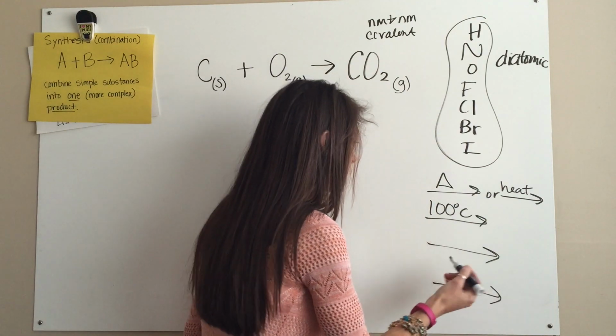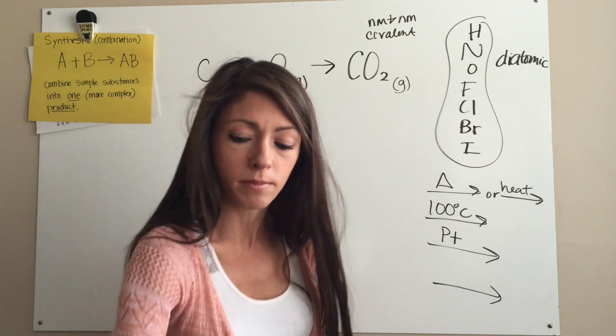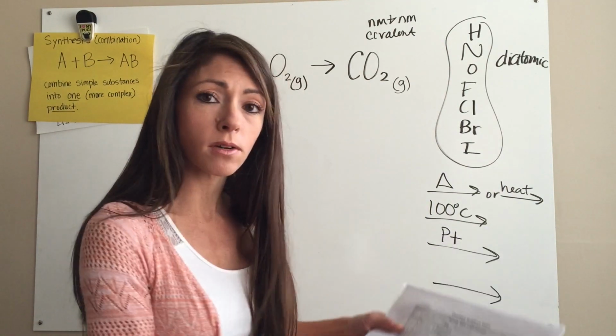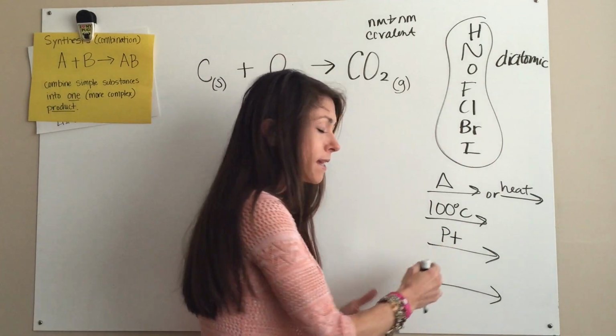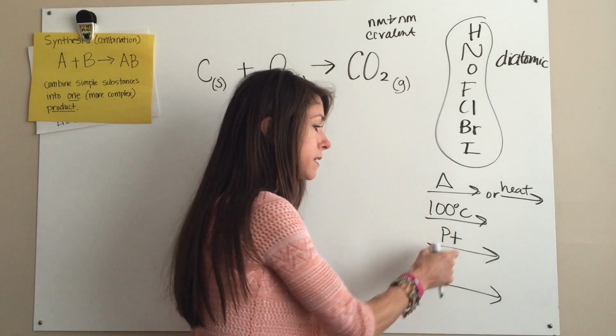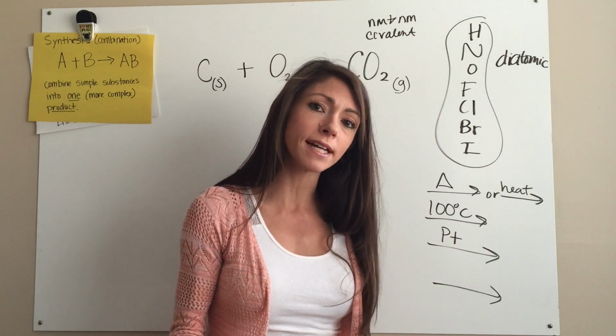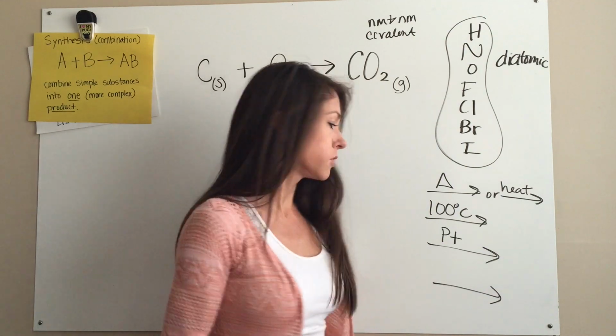Now, you might also actually see, and we saw one like this in class, the element platinum, which is a transition metal here. If you see a chemical substance, whatever it may be, whether it's an element or a compound, that is listed above the yield arrow, that is serving as a catalyst. It's not really involved in the reaction. It's simply speeding up the reaction rate.